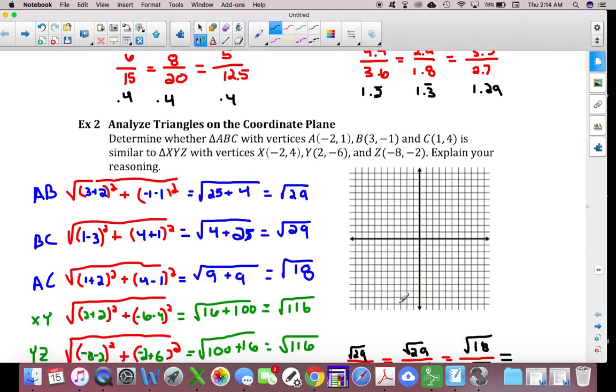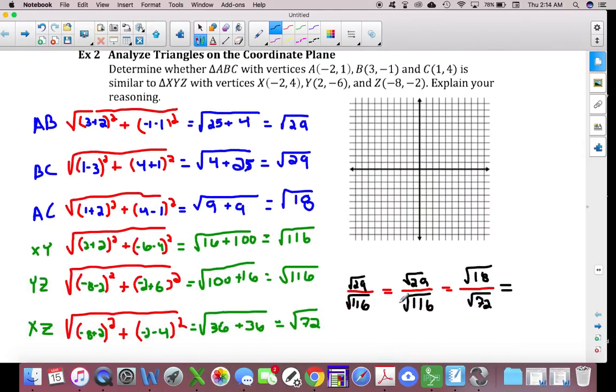Okay, in example 2, I've already got this one set up for you, but I'm going to go ahead and plot these points over here first. They have triangle ABC, and we're trying to compare that with XYZ and see if those are similar to each other. So A is at the point -2, 1. B is at 3, -1. And C is at 1, 4. So ABC is this triangle here.